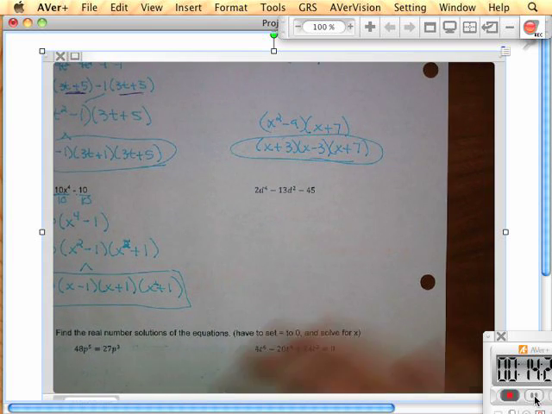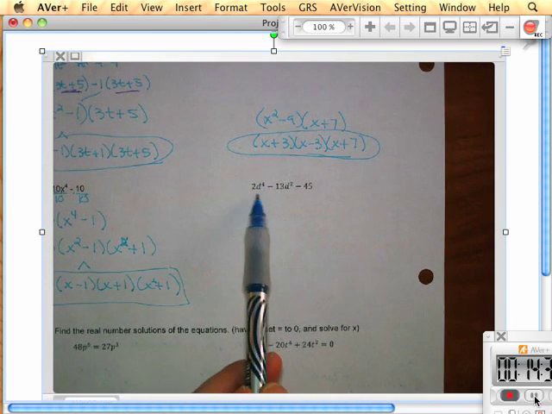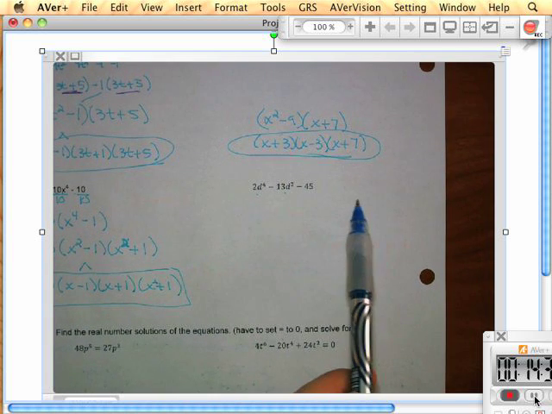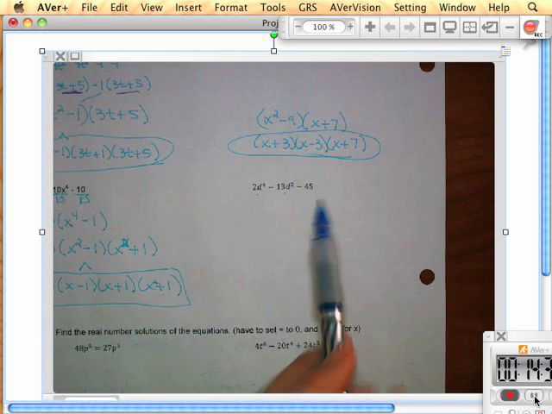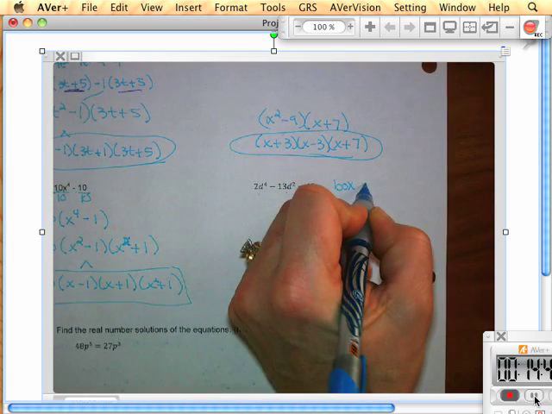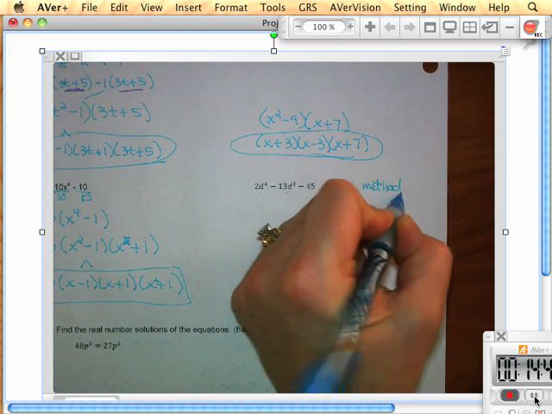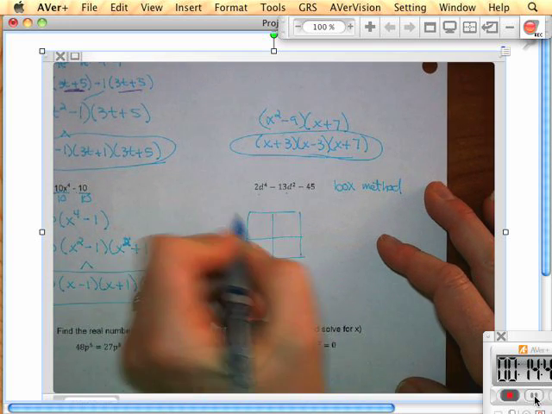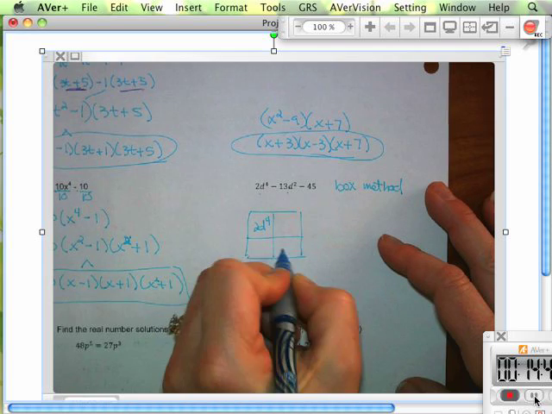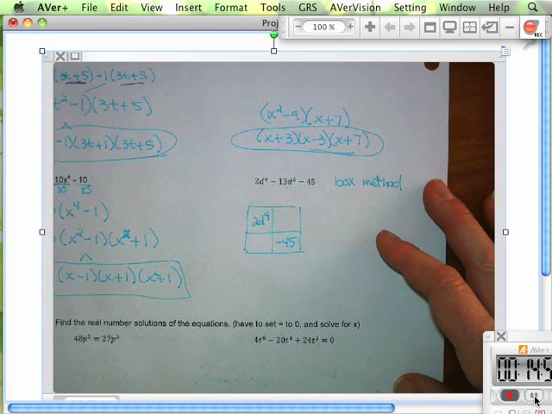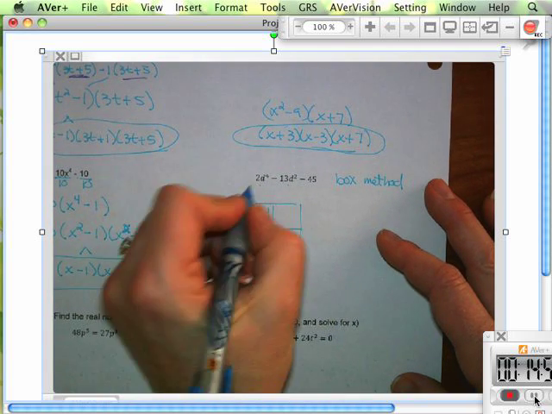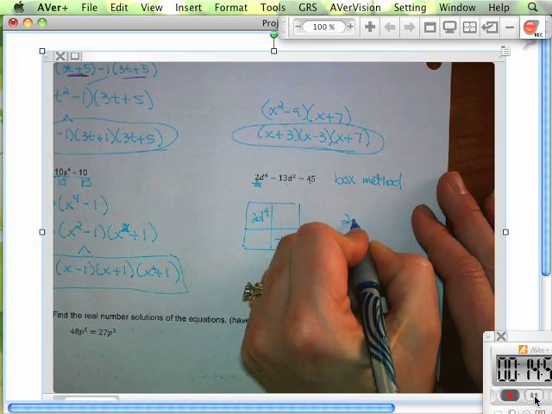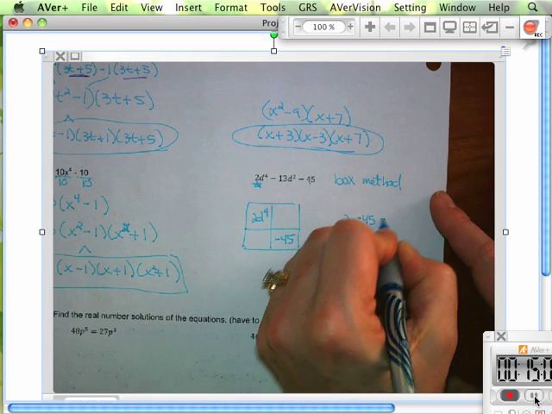Okay, this one here. Let's look. I can't divide anything out. I don't have 4 terms, so I can't group. So then I would probably try to do the box method, or whatever method you might want to use. So I'm going to set this up like this. 2d to the 4th here, negative 45 here. Since this is not 1, I have to multiply 2 times negative 45. 2 times negative 45 equals negative 90.